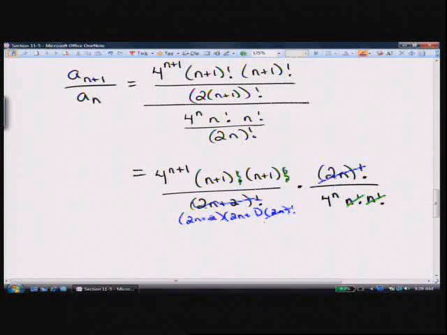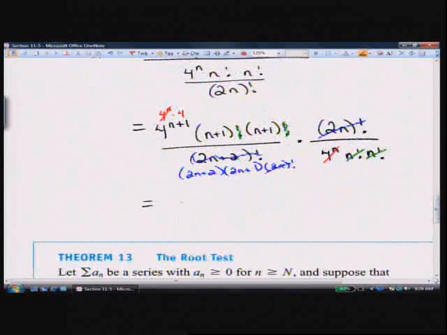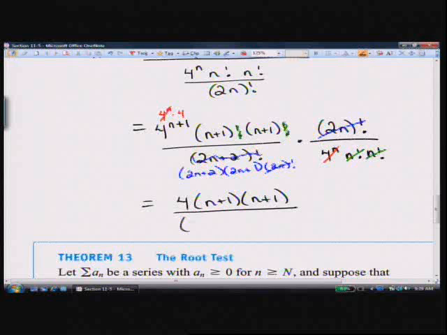I have to go to the red because it's the only color I have left. 4 to the n. Good. This you can think of as 4 to the n times 4, right? So you can cancel the 4 to the n's. So we end up with 4 times n plus 1 times n plus 1 over 2n plus 2 times 2n plus 1, which is equal to, now let's consider the limit.